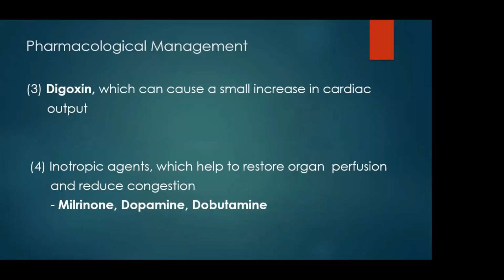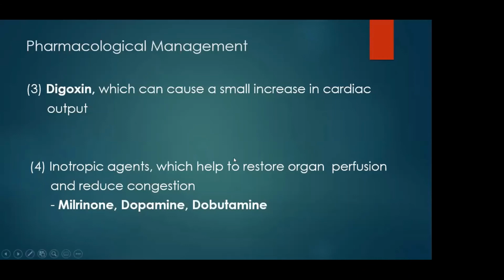And digoxin, which can cause a small increase in cardiac output. Like I said earlier, digoxin improves the contractility, and it also helps in relaxation. It's a cardiac glycoside, but it doesn't adversely affect the lusitropy and the chronotropy of the heart rate. So it is used in a correct dose, and we need to be careful because most of these patients might have renal problems. So digoxin toxicity can happen easily in this group of patients.